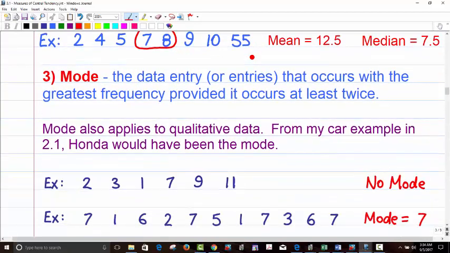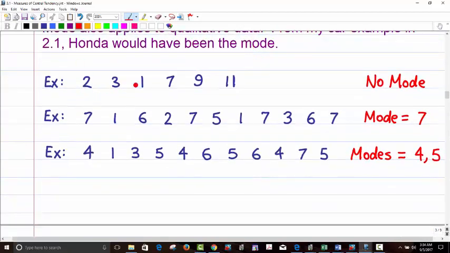There we go. Now here's a data set. These have 6 different numbers. So since nothing repeats, no mode.